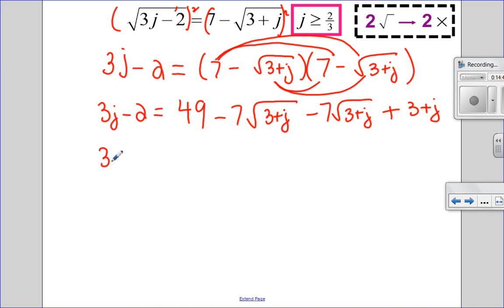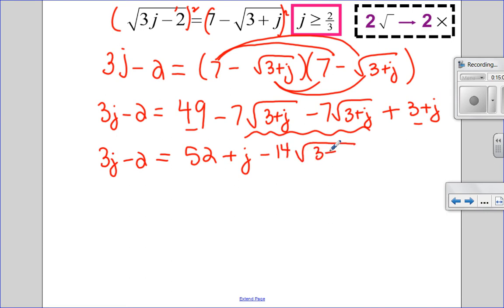Okay, let's tidy up by grouping like terms. So on the right-hand side, I have 49 plus 3, so that's 52, plus j, and then I'm going to combine my like terms here. So negative 7 and negative 7 altogether is negative 14 root 3 plus j. Okay, so I want to go through and get my root isolated. So what I'm going to do is subtract 52 from both sides. There we are.